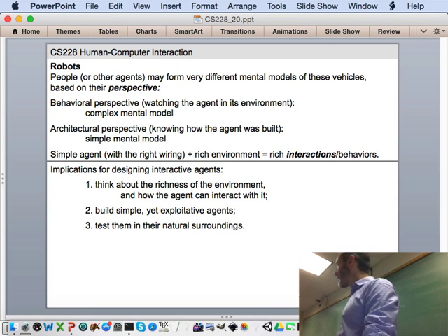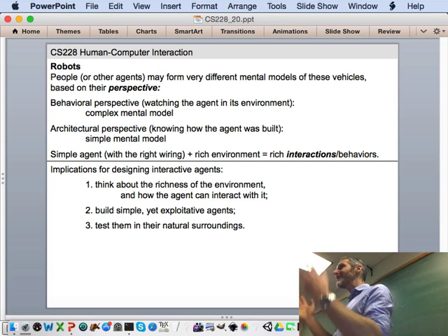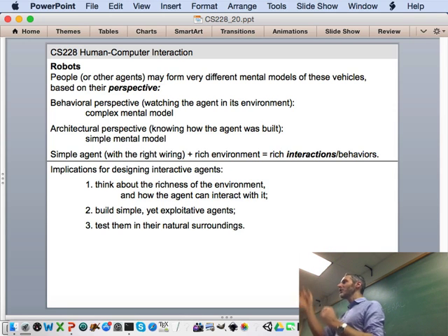So what are the implications then, again, outside of robotics when we're thinking about interactive agents in total? So an app on your phone that gives you notifications from time to time. We want to think about the richness of the environment and how that app may interact with its environment. Obviously, in order to make sure we got it right, we're going to have to test the app or the robot in its natural surroundings.